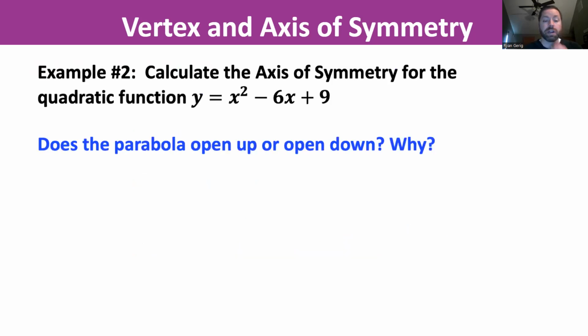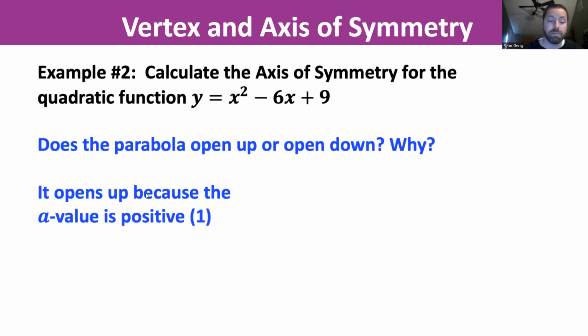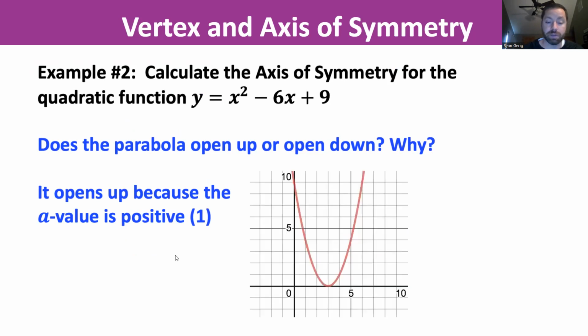All right, so we're going to calculate the axis of symmetry for the quadratic function. Okay, so we're going to do that after we look in C. Does the parabola open up or down, and why? Just to make sure you remember that. The A value here is 1. There's no number in front, so we assume it's 1. So if it's positive 1, which it is, it's going to open up. It's going to look like that.